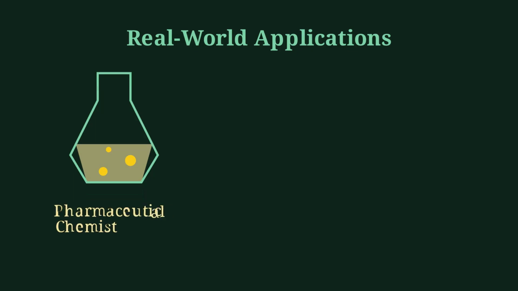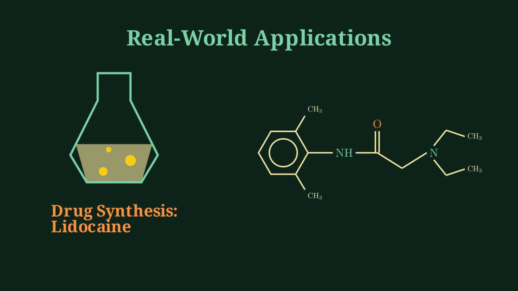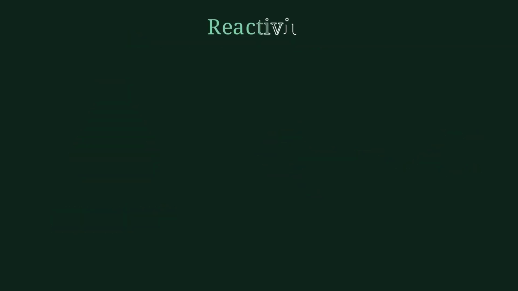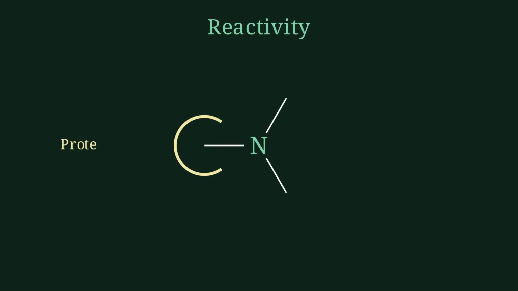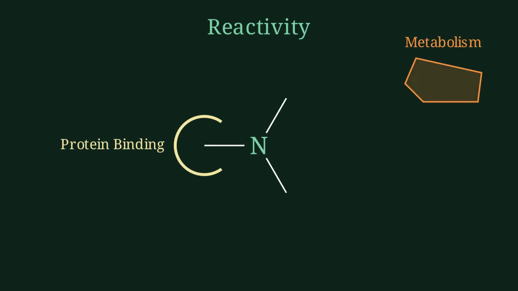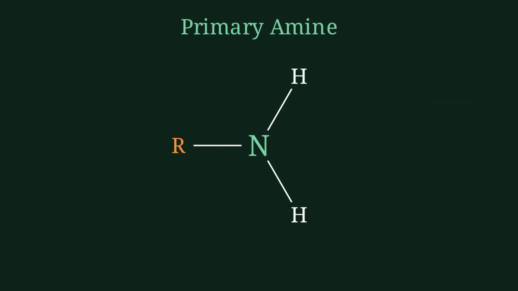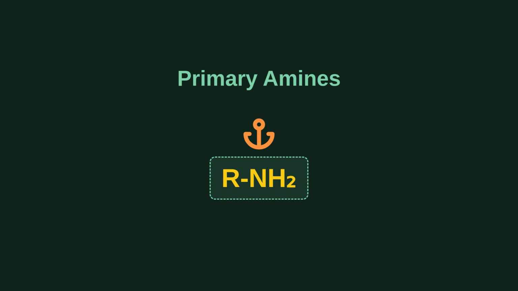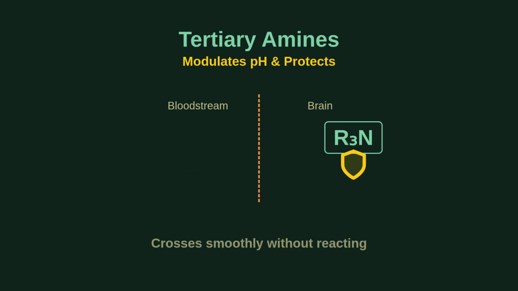Why does this differentiation matter to a pharmaceutical chemist? Consider the synthesis of a drug like lidocaine, or even basic painkillers. Many of these molecules contain amino groups. The reactivity of the drug, how it binds to a protein, how it's metabolized by the liver, how it dissolves in the blood, depends entirely on whether that amine is primary, secondary, or tertiary. Primary amines are often anchor points. They are reactive and can be easily modified. Tertiary amines are often used to modulate the pH of a drug molecule or to ensure it can cross the blood-brain barrier without reacting along the way.